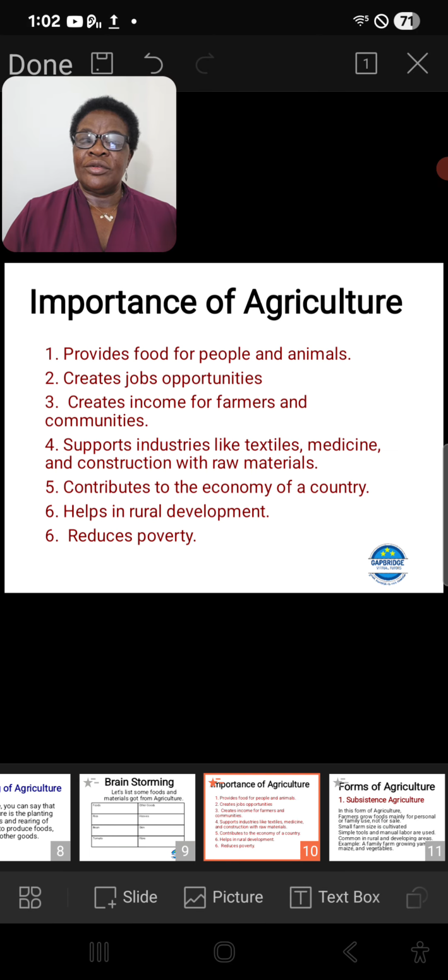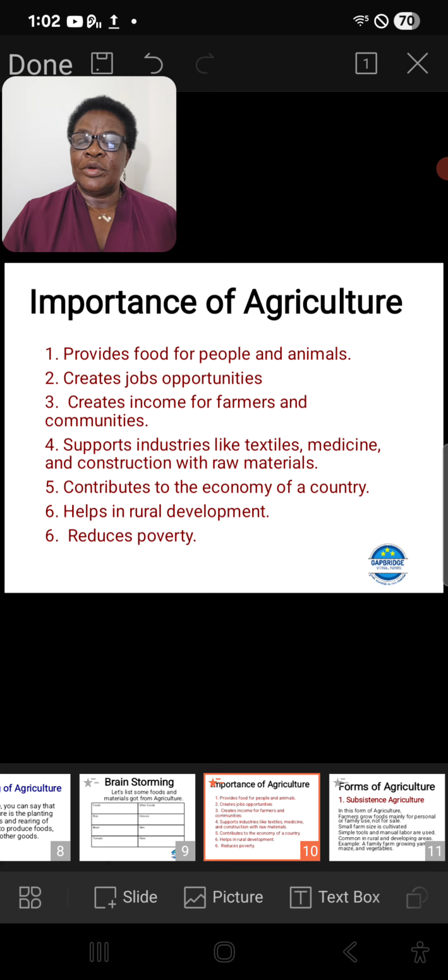Importance of agriculture. 1, it provides food for people and animals. 2, it creates job opportunities for people. As we all know, people work in agro-based industries to earn their living. 3, it creates income for farmers and communities. When they sell their crops or their produce, they get money in exchange.